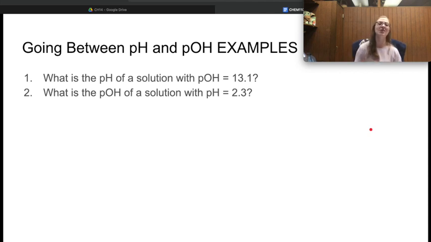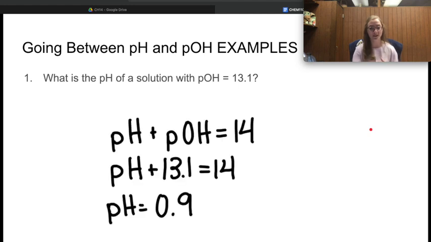If I want to know what the pOH of a solution with a pH of 13.1 is, I can go ahead and just very quickly do that subtraction using pH plus pOH equals 14. So 13.1 plus pOH is going to equal 14 in my case here. If I just subtract 13.1 from both sides, I get that my pOH equals 0.9.